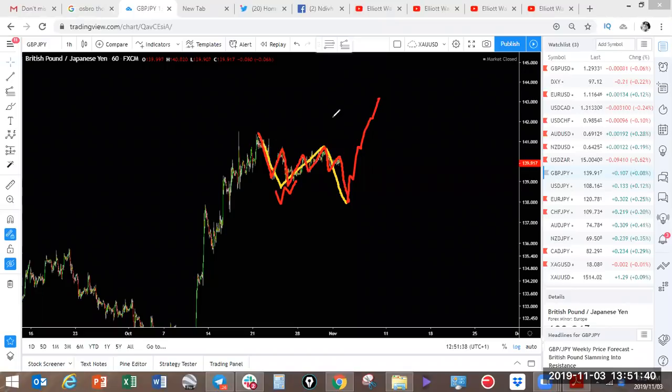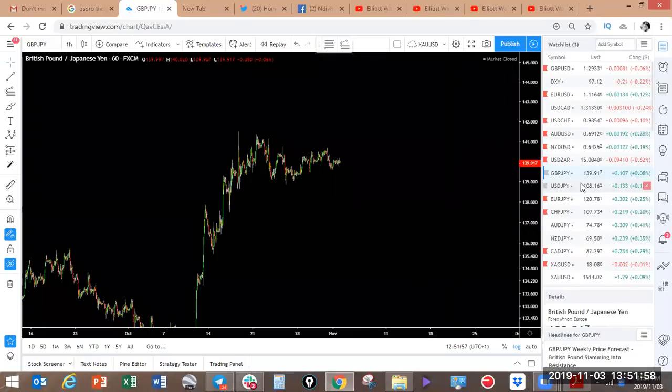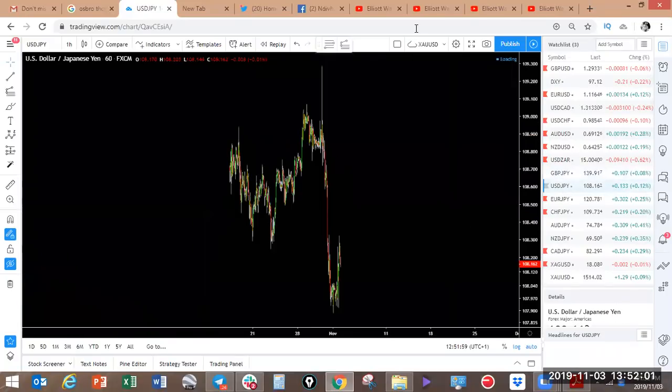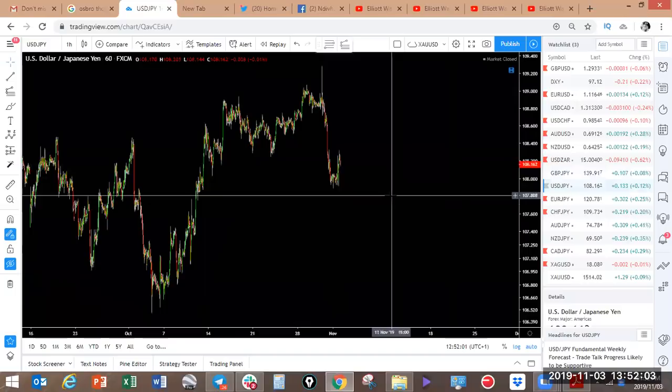Then this will be a WXY structure, corrective structure, a double correction, and then this will result in the move to the upside. I'm not looking for this one, but if it gives you a setup, and if you're a short-term trader, you can take this one targeting this level. But I'm looking for this one after the pullback. That is pound yen. US dollar yen, I showed you that it was going to make one more up last week.